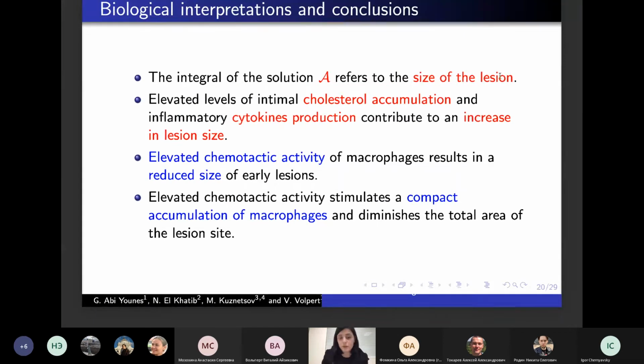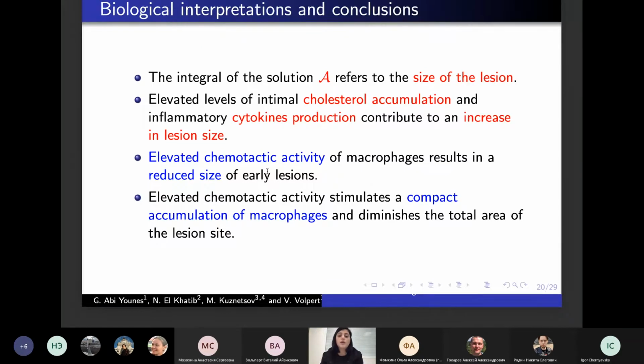The integral of the solution A, or the area below the solution, refers to the size of the lesion. Elevated levels of cholesterol and an elevation of cytokines production contribute to an increase in lesion size, because when alpha 1 and alpha 2 increase, A increases. So this is biologically also valid. It is in line with the biological knowledge.